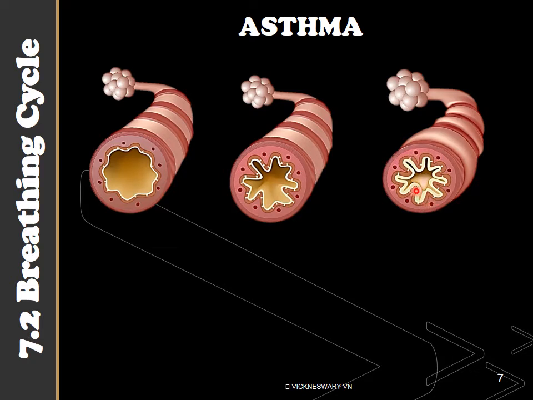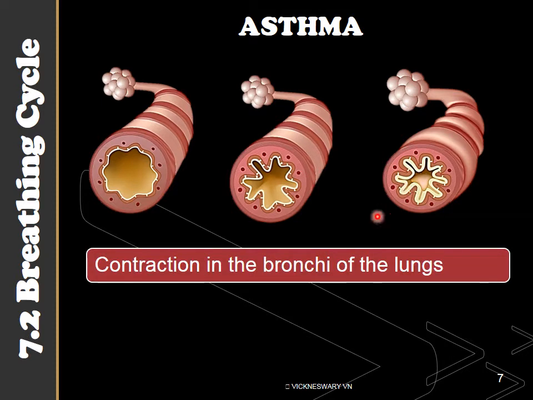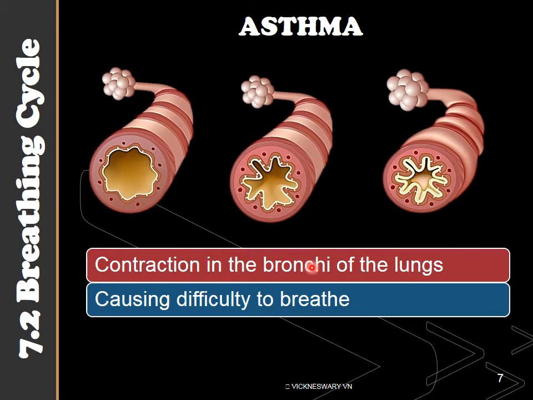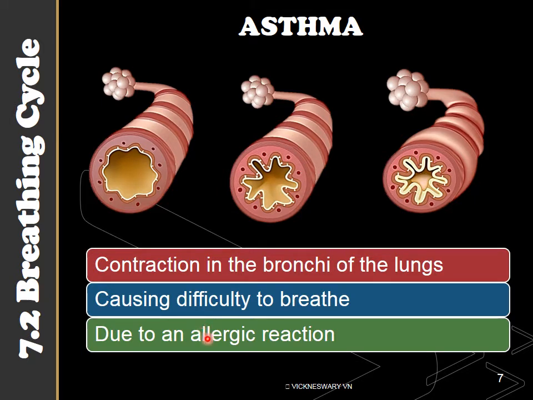So you can see in an asthmatic attack, the muscles here at the bronchioles have begun to constrict, completely narrowing the bronchiole, and you can see the alveolus here seems expanded because the air from the alveolus cannot be transported out. So asthma is actually contraction in the bronchi of the lungs. Bronchi is plural of bronchus, causing a difficulty to breathe, and this is mainly due to an allergic reaction to dust, to air pollution. So asthma is an example of COPD.